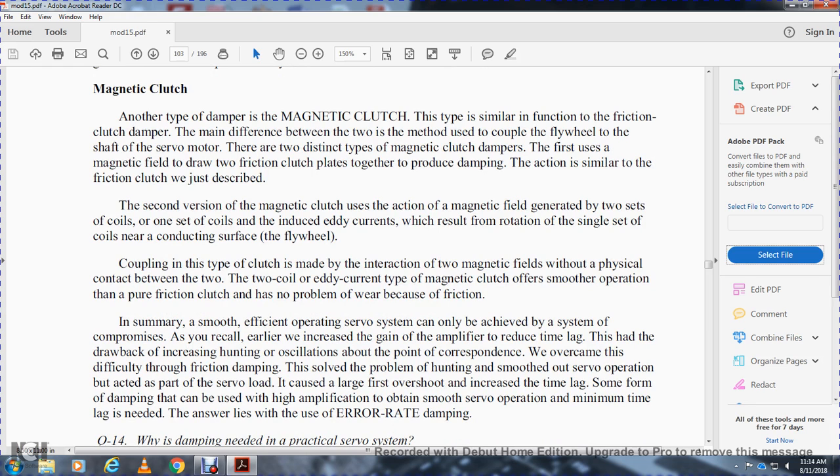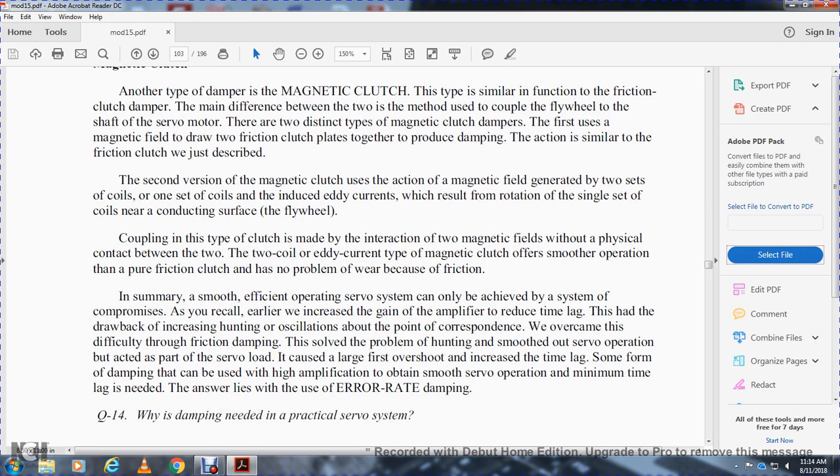It is like a generator with two sets of coils, with one set of coils inducing eddy currents as a result of the rotation of the single set of coils near the conducting surface of the flywheel. Coupling in this type of clutch is made through the interaction of two magnetic fields, with no physical contact between the two. The eddy current type of magnetic clutch offers smoother operation than the pure friction clutch, with no problem of wear from friction.